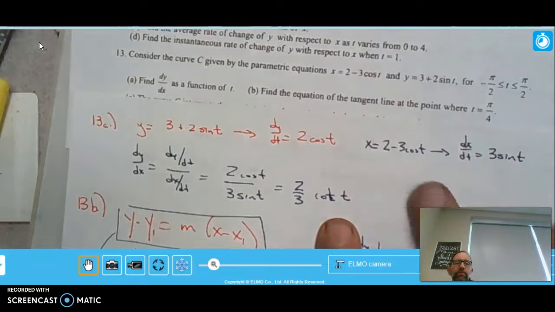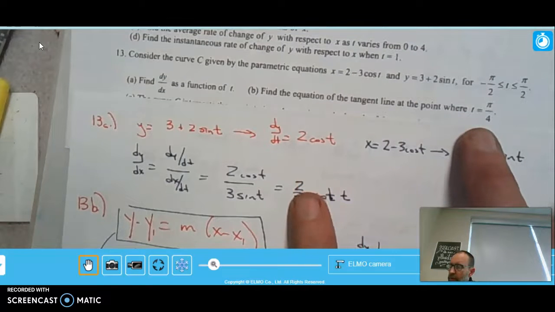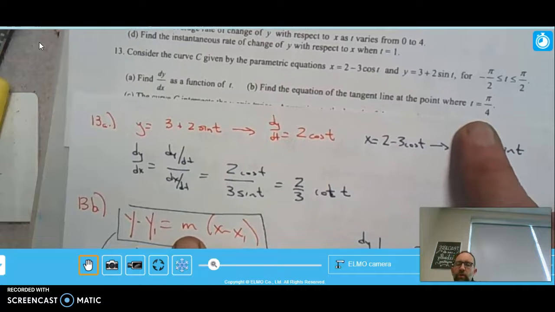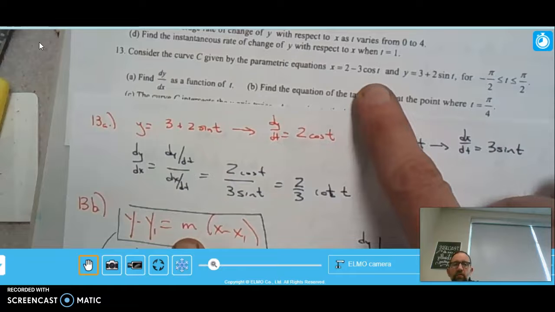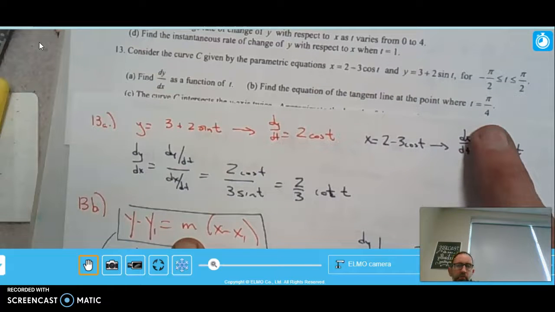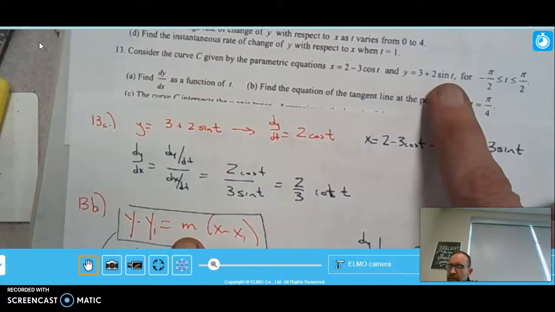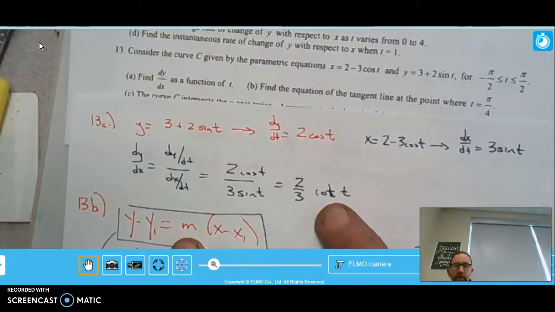Then for part B, it says write the equation of the line tangent to the curve where t is equal to pi over 4. So to write the equation of the line tangent, we're going to need to know the x-coordinate when t is pi over 4. We can find that by plugging into this equation for x. We need to find the y-coordinate. We can do that by plugging pi over 4 into this equation for y. And we need to find the slope when t is pi over 4, and we can do that by plugging pi over 4 into that equation.